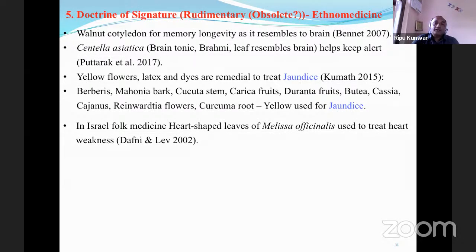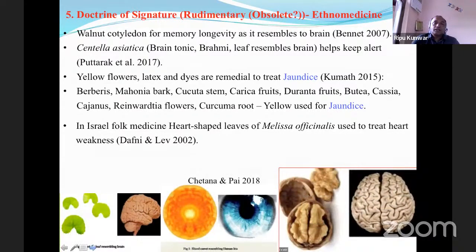Even in Israel, in folk medicine, the heart-shaped leaves of Melissa officinalis are used to treat weakness. So these are some practices, though they are rudimentary. We consider them obsolete, but they are still practiced in some parts of the countries.